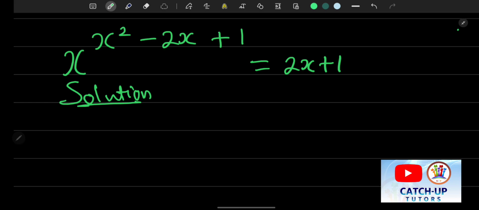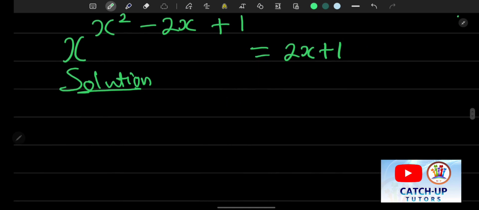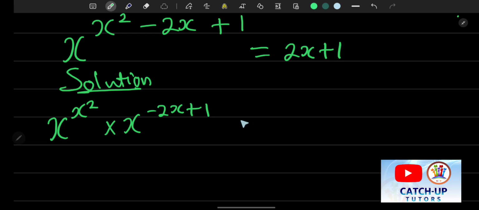Okay. Now looking at this, you have x squared minus 2x plus 1 here. I have something like minus 2x plus 1 and I have 2x plus 1 here. Something is similar there, just that here is minus 2x and here you have plus 2x. What if you break this down? What you have at the left hand side, we can break that down to be x squared times x to the power of minus 2x plus 1, equals 2x plus 1. Okay, so now what are we going to do from here?